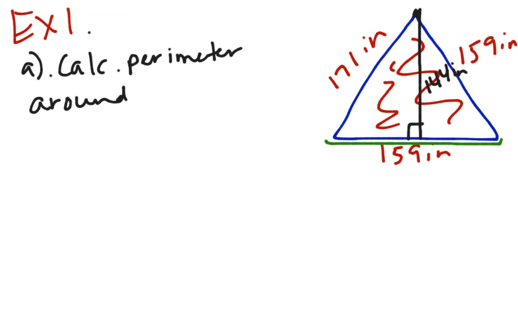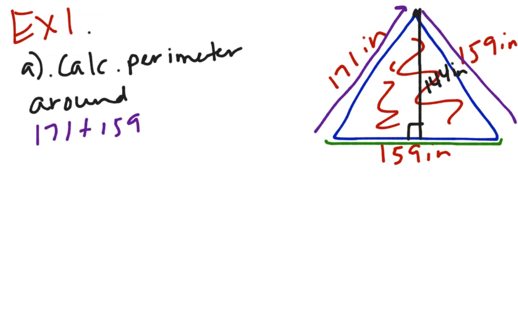So if I go around, that means I am going 171 inches. I don't want blue again. Purple. I'm going to go 171 inches, and then 159 inches, and then another 159 inches. So that's a pretty easy calculation. I'm just adding the sides.